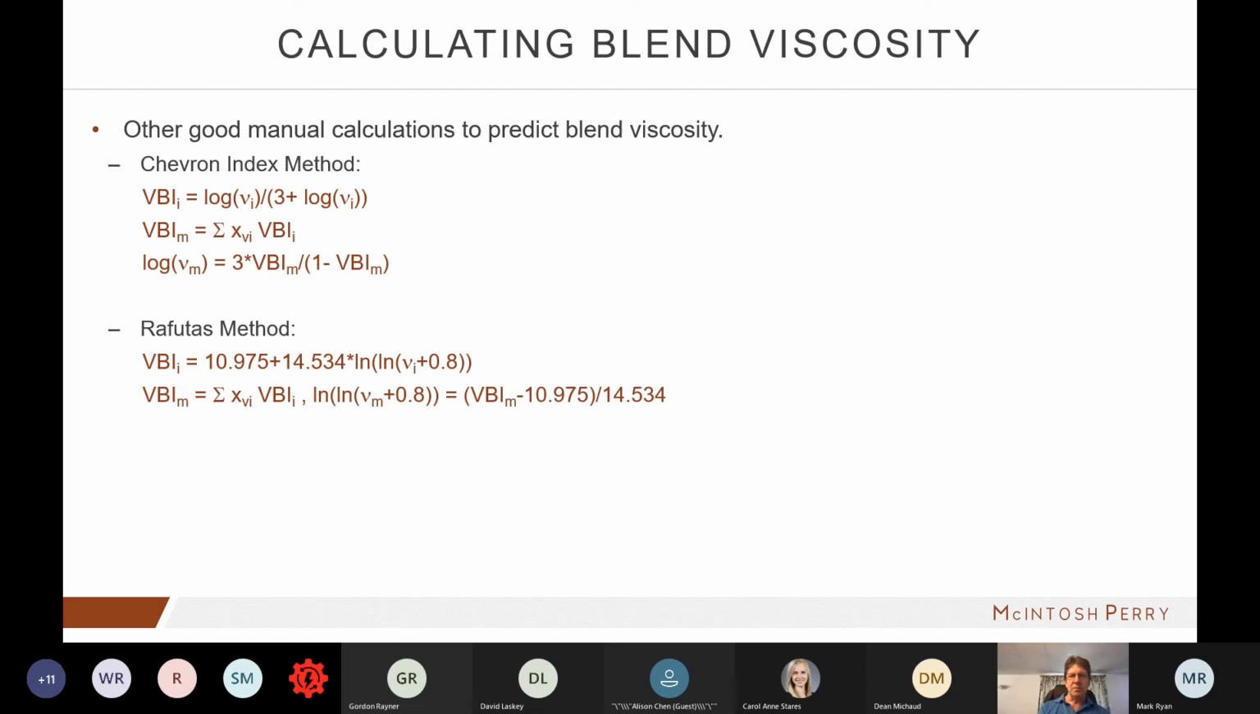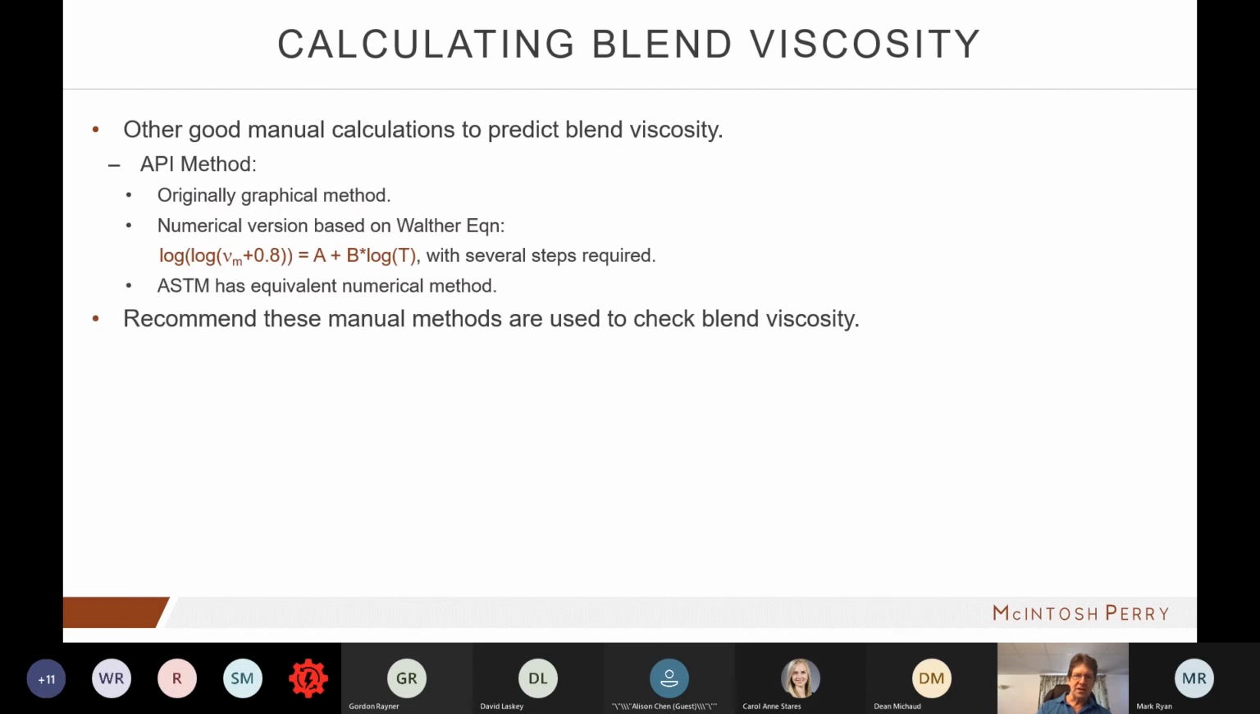There's also something called the Refutis method, and this method is just a slightly, well, I shouldn't say slightly different. It's a different nonlinear version of the VBI, and you can see there 10.975 plus 14.534 times the double log kind of function of the kinematic viscosity plus a constant. And again, you then calculate these individual VBIs, blend those linearly, and then reverse the procedure at the end. These types of methods have actually proven themselves to be relatively accurate.